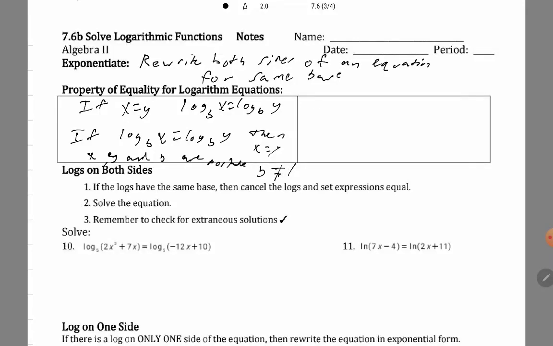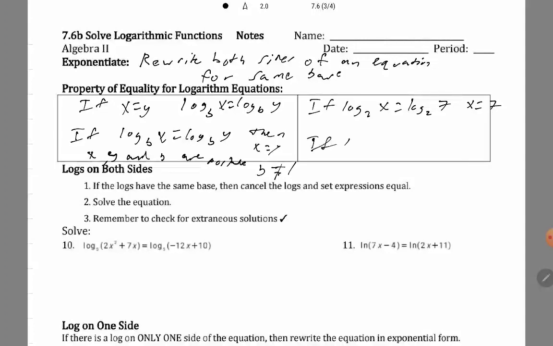So for example, if x equals 7, then log base 2 of x equals log base 2 of 7. And vice versa, if log base 2 of x equals log base 2 of 7, then obviously x equals 7. You get the idea. Logs on both sides. If logs have the same base, then cancel logs and set the expression equal. Solve the equation. Then we're going to check for extraneous solutions.